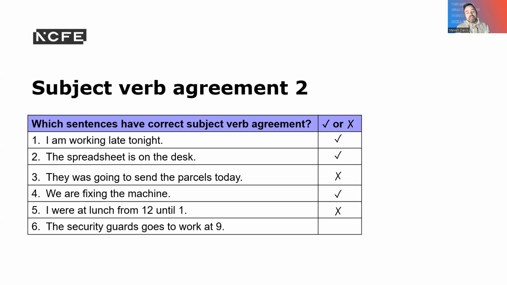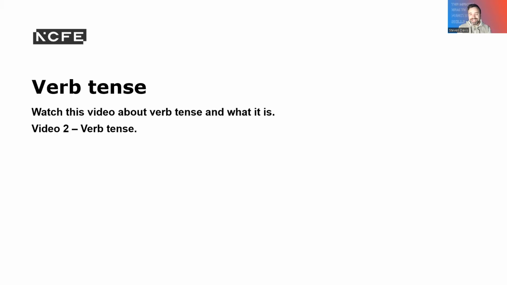Good. The security guards go to work at 9. So the security guards goes to work at 9? No, that doesn't sound right. The security guard goes to work at 9, maybe, but the security guards goes, it just doesn't sound right, does it? So that can't be right. Lovely. Okay, so just to strengthen this up now, I want you to go and watch verb tense. So if you stop this and go and watch video 2, and then come back and let's have a discussion about video 2.